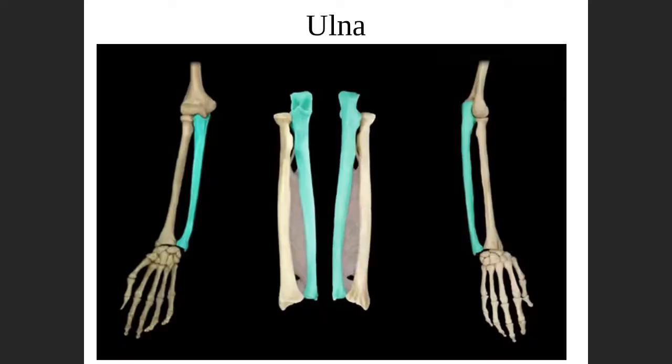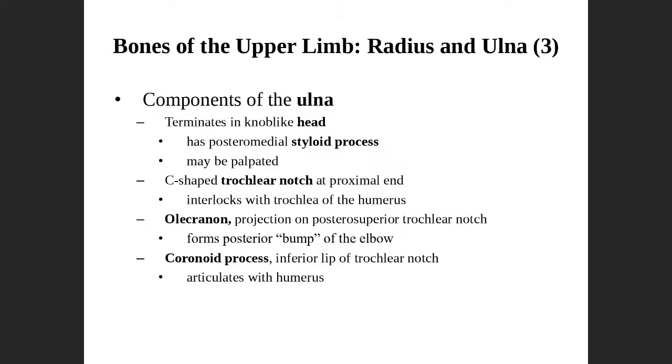Let's talk about the ulna. The ulna is the longer of the two. It's going to make up a significant portion of the elbow, especially on the posterior area there. When we talk about the ulna, its head, believe it or not, is going to be at the distal end.